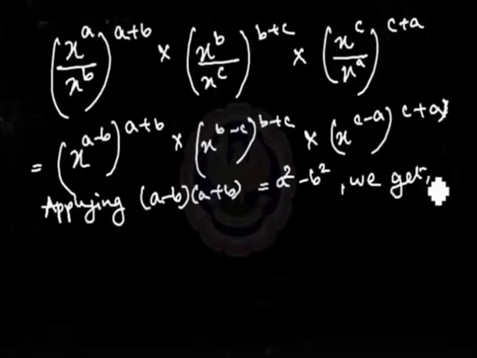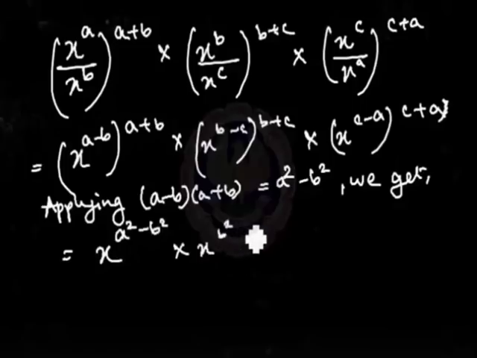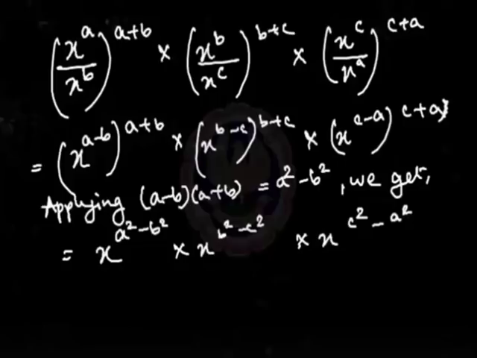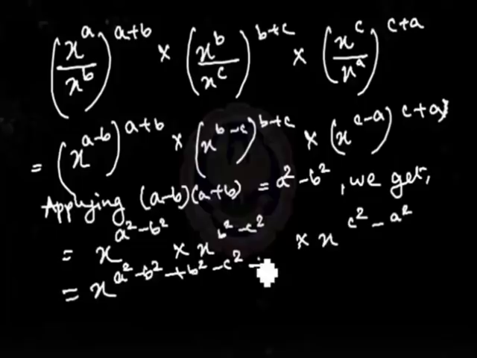So applying this, we get x^(a²-b²) into x^(b²-c²) into x^(c²-a²). Agreed? So what is the formula for x^a into x^b? That is x^(a+b). Correct? So we'll apply that. This is equal to x^(a²-b²+b²-c²+c²-a²).